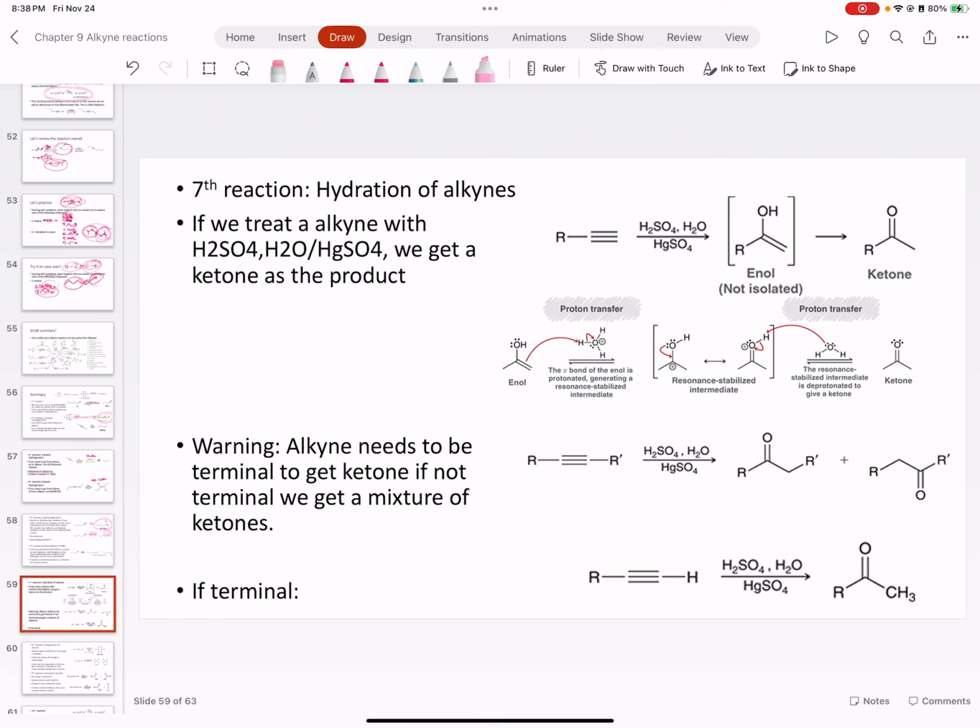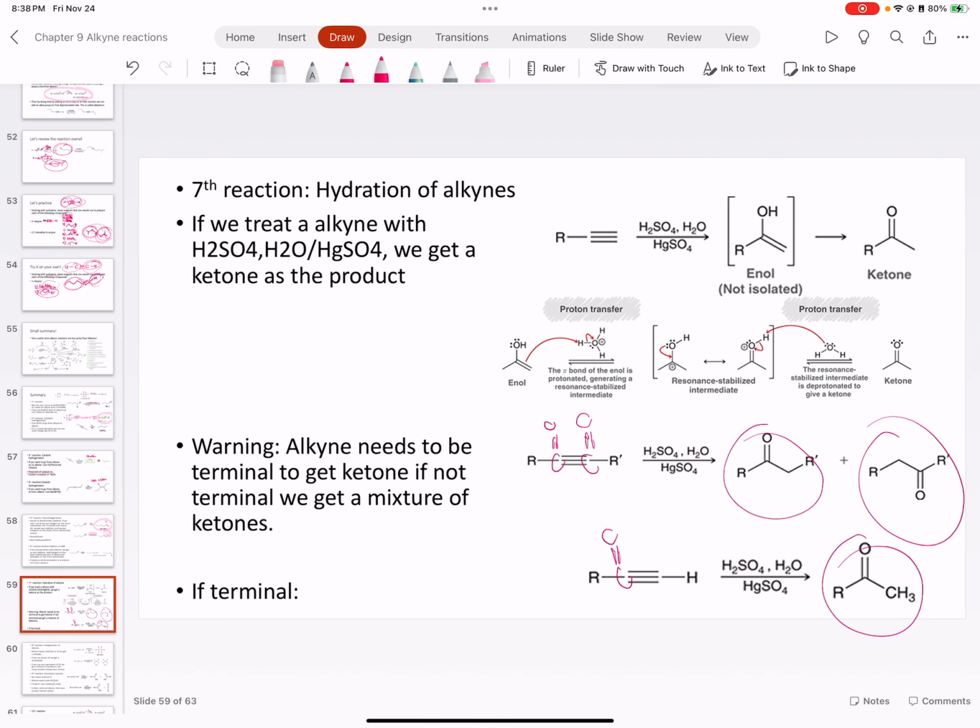Remember, if the alkyne is in between, we can create a ketone from this side, and then we can create a ketone from this side. And if terminal, we can just create a ketone from the side that doesn't have a hydrogen, so just from this side. That's why we only have one ketone instead of two.